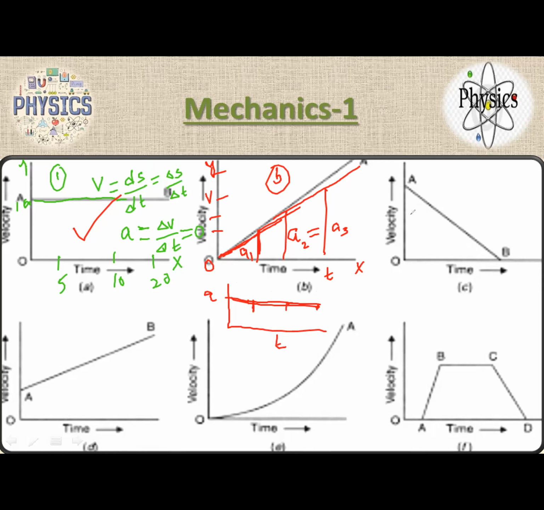So coming to the last graph, the C graph, what is the difference between B and C? In the B graph, I can say that velocity is gradually increasing with respect to time, right? So you can think about it here. What is the velocity here? What is the velocity here?